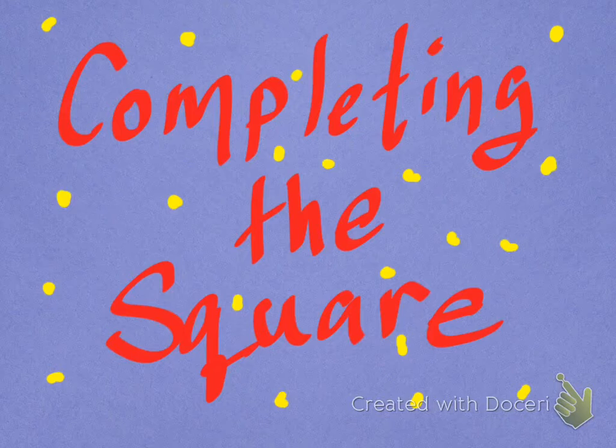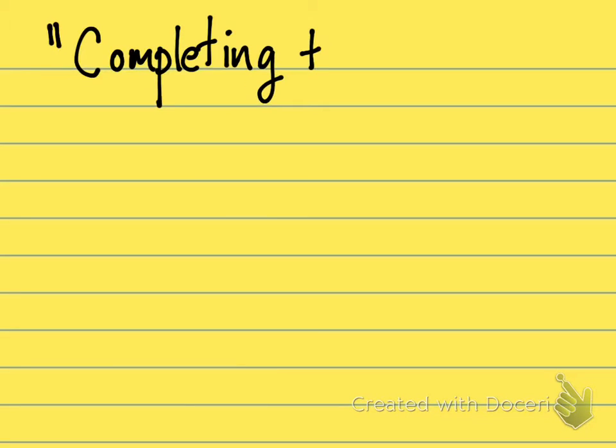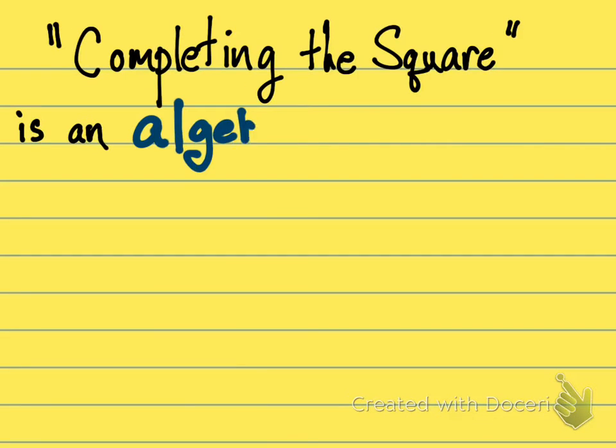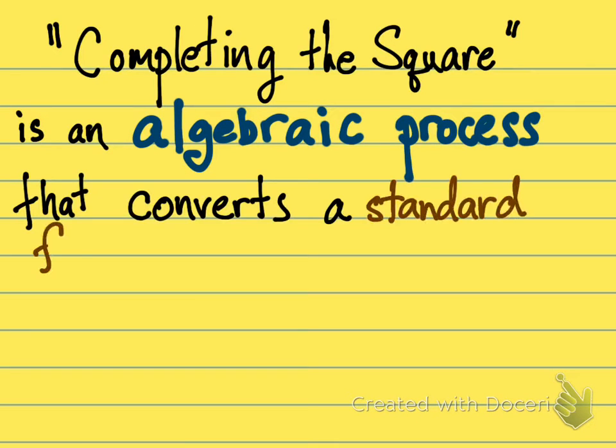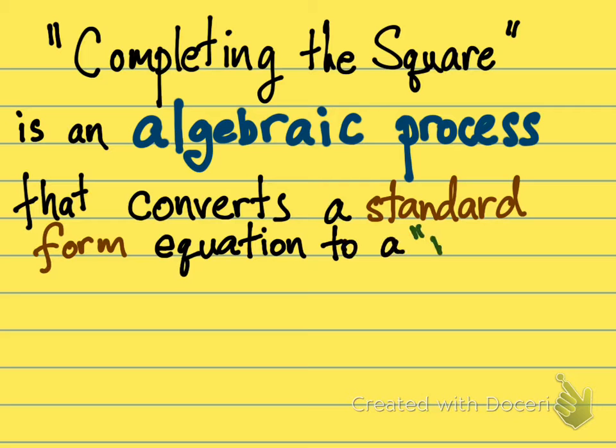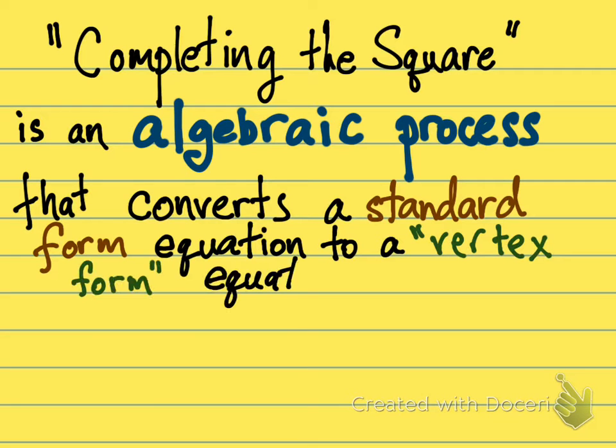So let me introduce it properly by saying that this process, completing the square, is an algebraic process that converts a standard form equation into a vertex form equation. All right? And now I'm hoping that you've seen the video that I posted called Solving Vertex Form Equations, because that part of the process I'm not really going to talk about too much in this video. This is about completing the square, which just changes one form into another.